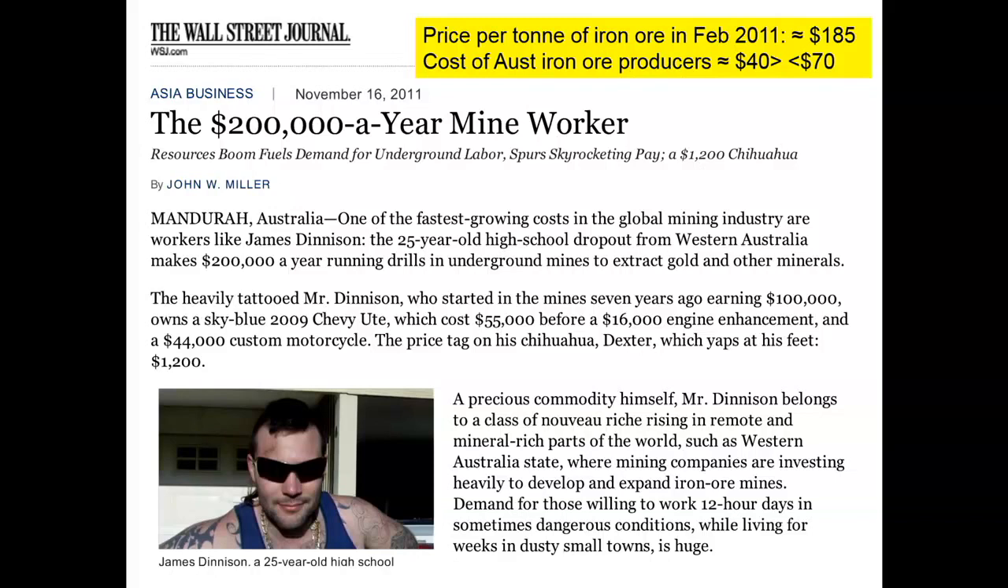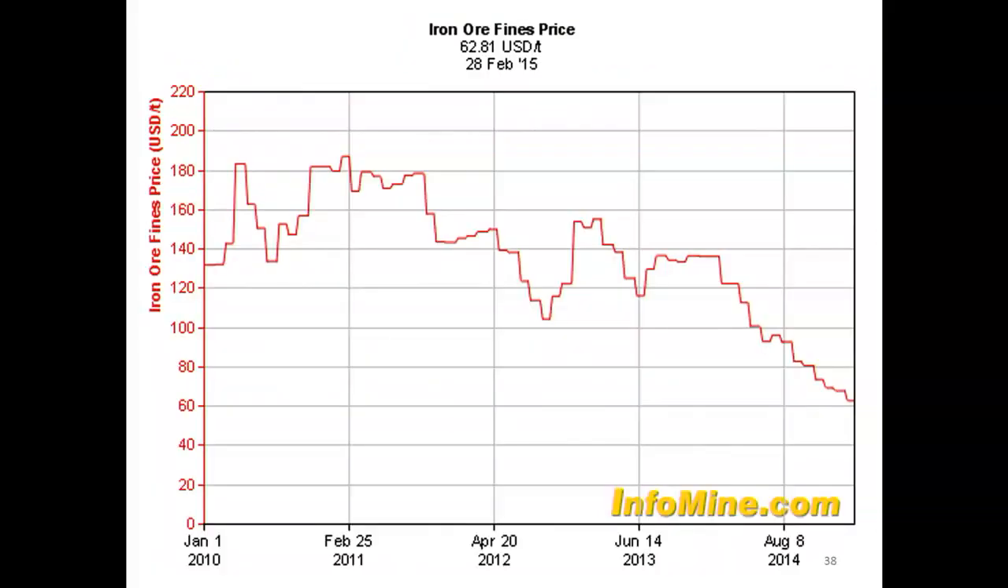The best predictor of a low price in mining is a high price in the commodities business, because you know that the market will respond to a high price by producing more. So see that iron ore fines price has gone up. It went to 180, then there's an extension of mining, and then it's come down.